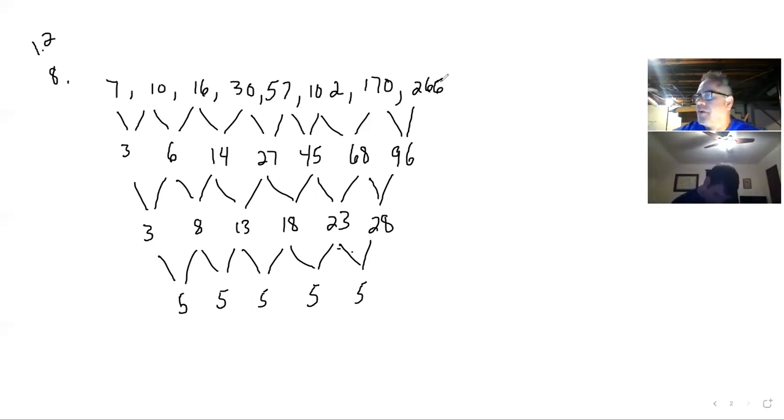All right. We'd also had a request for number 11. Now, 11 always gets asked. It's a little bit different. It does tell you to use the method of successive differences, but it's got a little twist. So number 11, still 1.2.